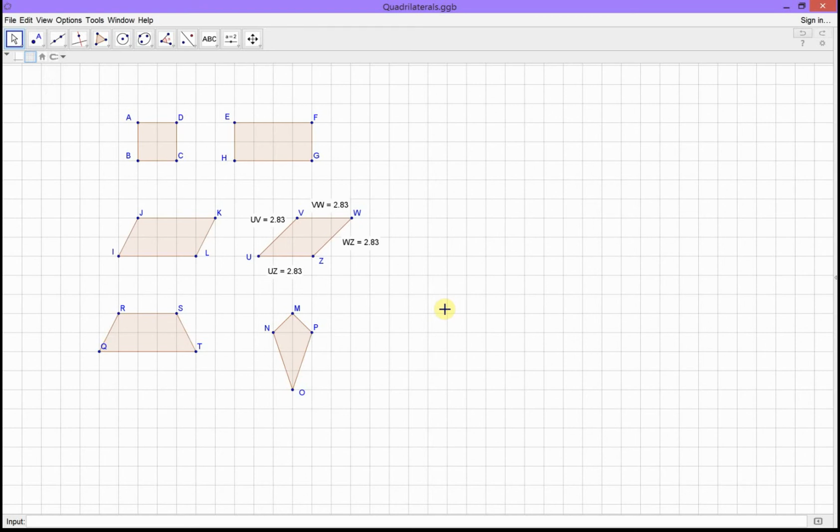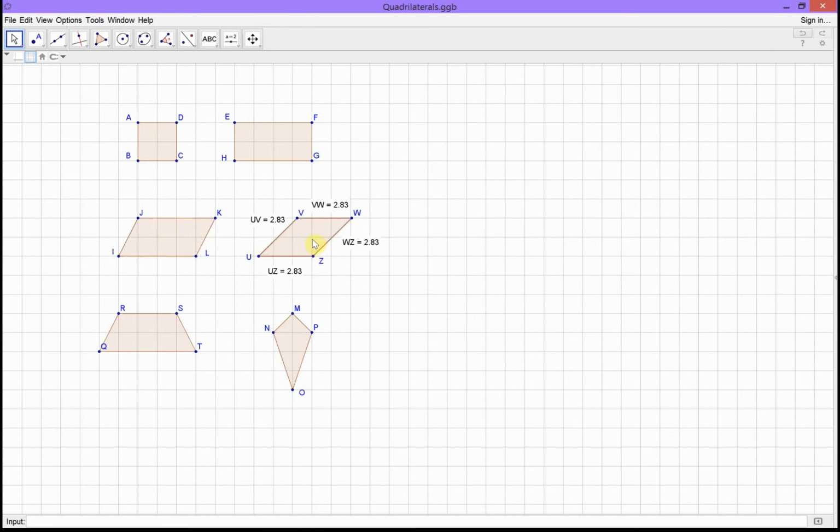In this video, we are going to look at the properties of quadrilaterals. Using GeoGebra, we can add to these quadrilaterals that have already been created. So we have a square, a rectangle. Now technically a square is a type of rectangle because it has opposite sides that are equal, 90-degree angles in the corners, and opposite sides are parallel. It's just a special rectangle where all the sides are also equal.